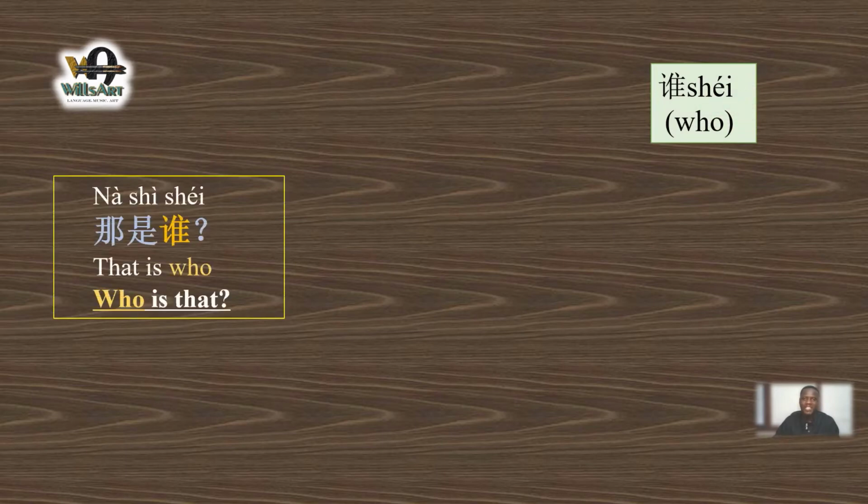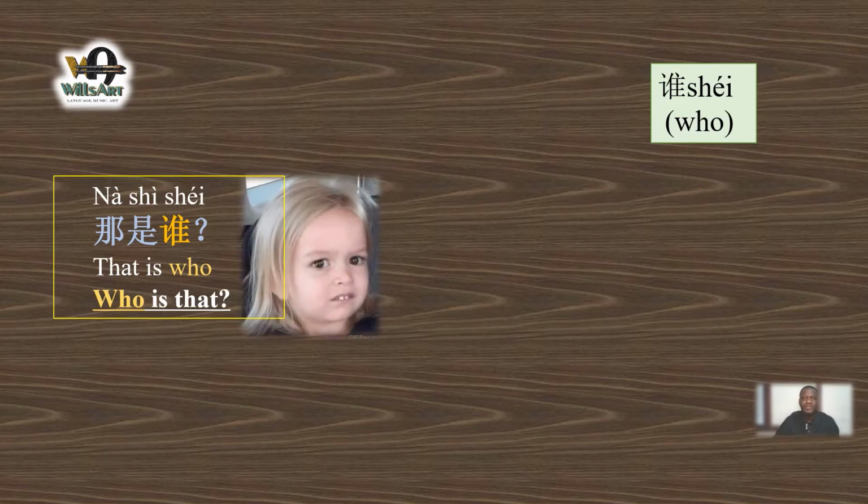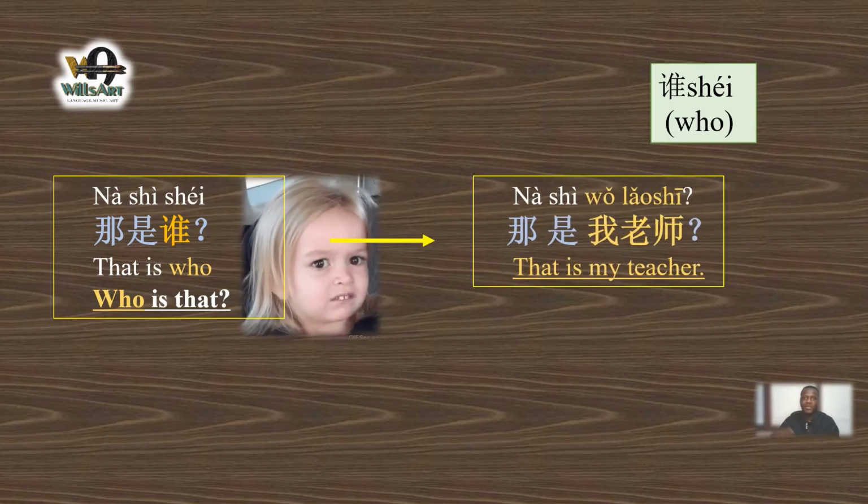The first interrogative pronoun we're going to be looking at is 谁. 谁 means who. For example, 那是谁? 那 means that, 是 means is, and 谁 means who. 那是谁? Who is that? Then we can simply answer that question by replacing the question word 谁 with what we're talking about. So 那是谁? We can say 那是我老师. 我老师 my teacher. That is my teacher.